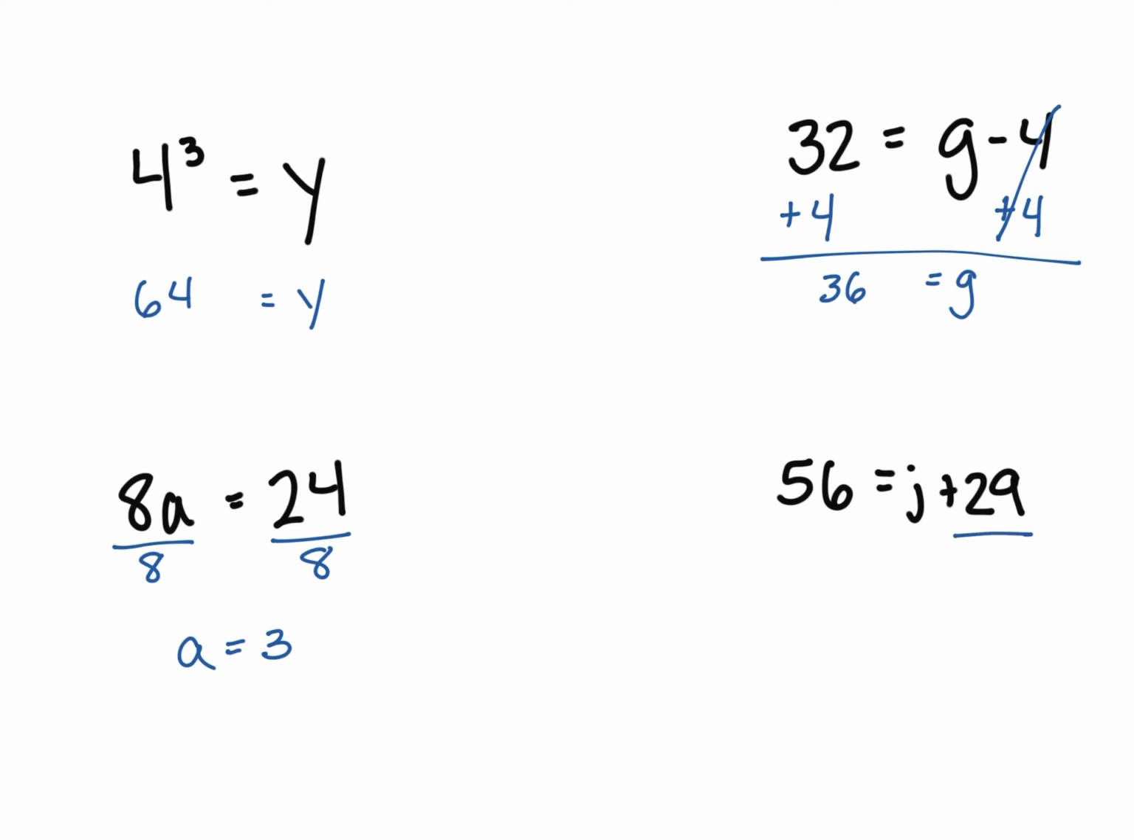Down here, we want to move the 29 over with its number pieces, so all the number pieces are together. To do that, we flipped the 29 from a positive to a negative. It leaves this side and moves over here. J remains on the right side, and 56 minus 29, we would first have to borrow. 16 minus 9 is 7, and 4 minus 2 is 2, so 27. 27 plus 29 is equal to 56.